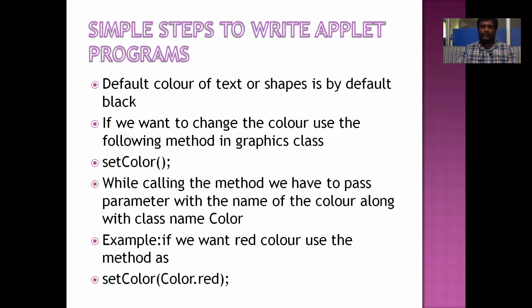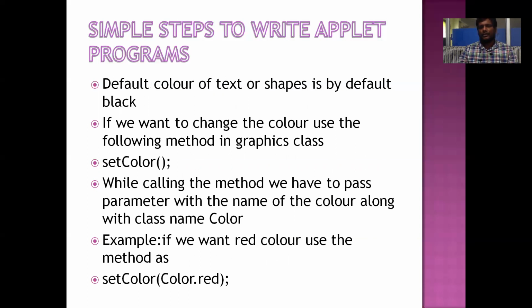So, very important one. Up to now, we have seen how to draw a text, a rectangle, a square, a circle, an ellipse, and how to draw a line or a point. All these things are displayed by default in black color. If I use the draw line method, that line will be displayed in black color.